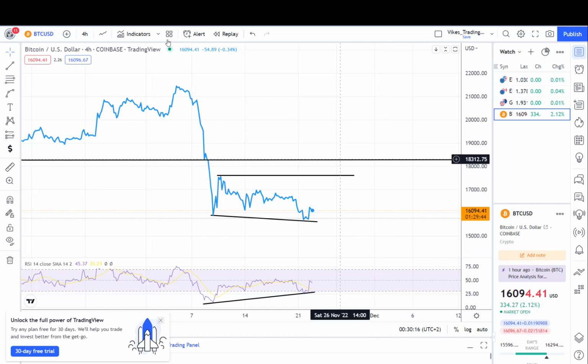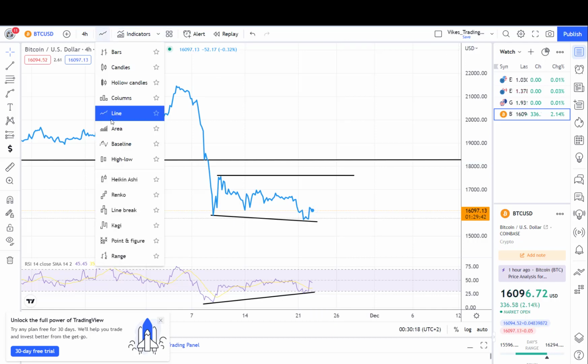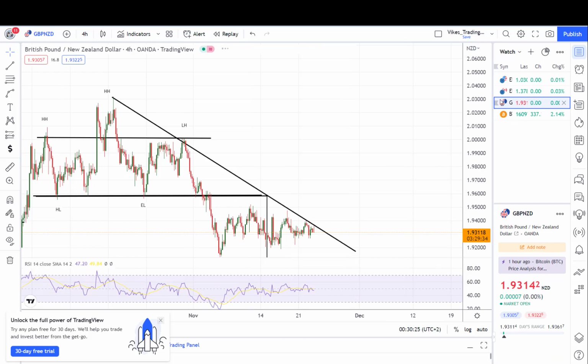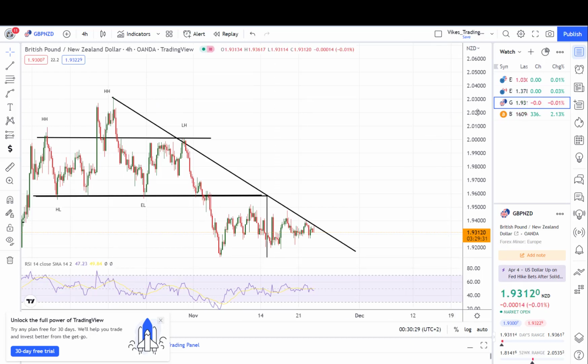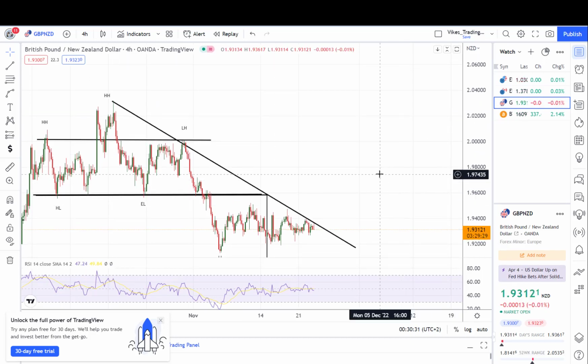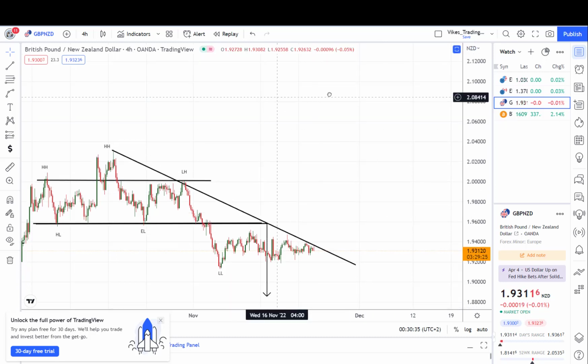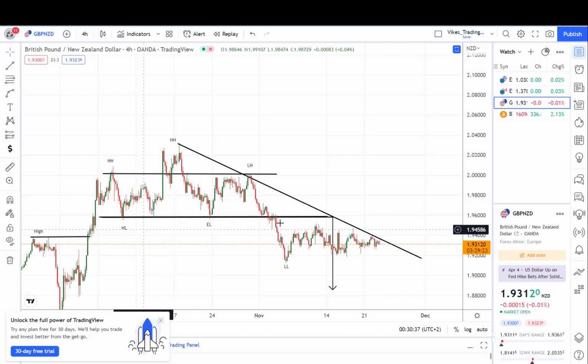The other pair I wanted to discuss is Gbpnzd. For those of you who've been following me, I had analyzed this pair 2 weeks ago. Price had breached this neckline. It formed this lower low and it was retracing. That should be around a week and a half ago.